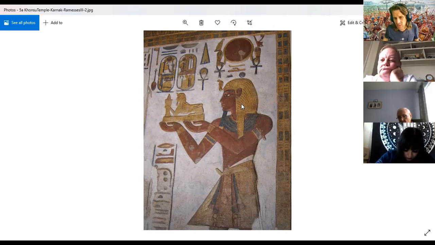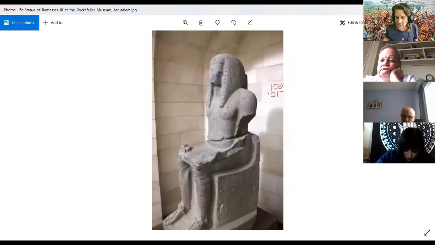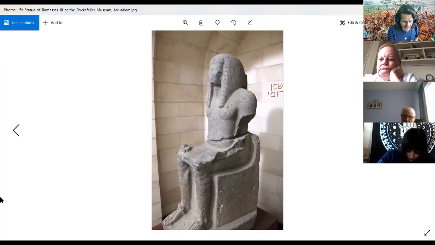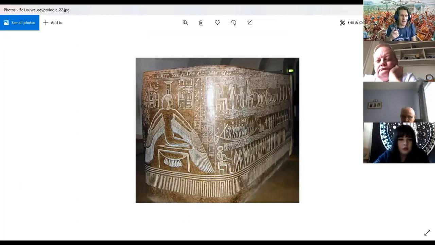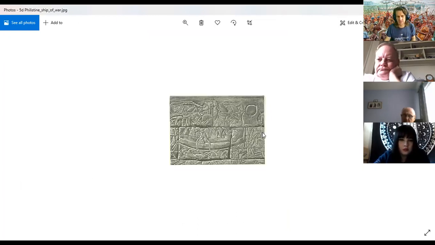So what I'd like to do is get down to the nuts and bolts of it. So if we go to this, the Battle of the Delta. It sounds like something out of a weird movie. So let's get to this. So we've got many statues associated with Ramesses. And there is Ramesses' coffin, sarcophagi, in the Louvre, in Paris, in Egypt.